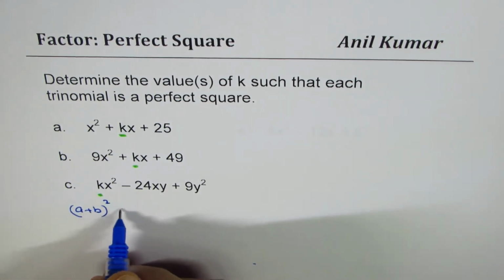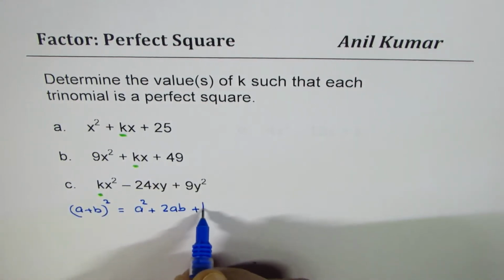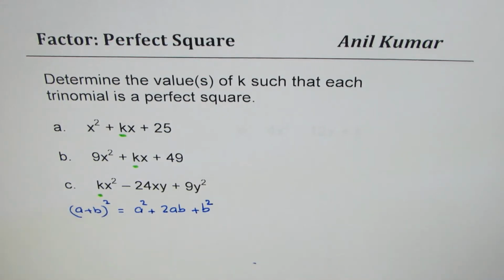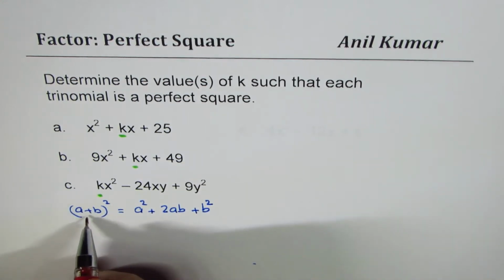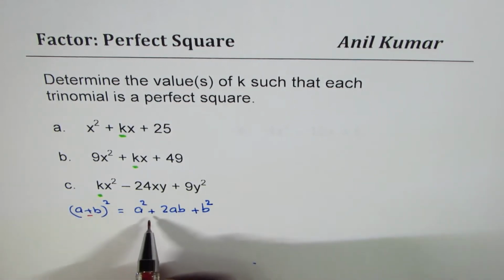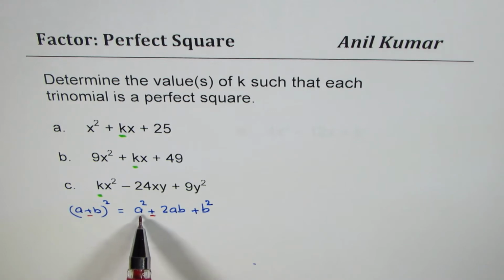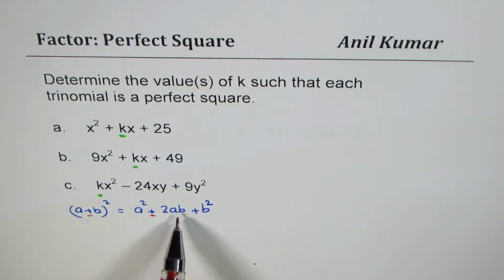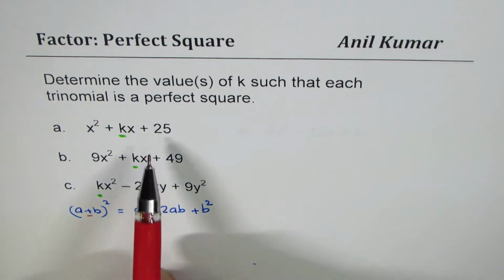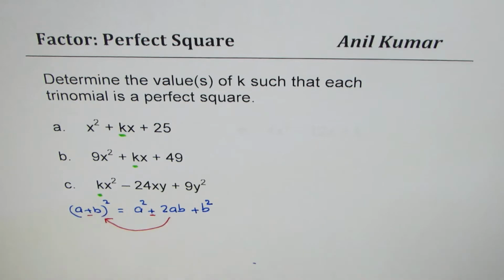A plus b whole square is a square plus 2ab plus b square. Now this is a perfect square. It could be a plus or it could be a minus b. Accordingly, when you expand, you get a square plus or minus 2ab. So if I have a trinomial in the form a square plus or minus 2ab plus b square, then I can always write this in that form, which is the perfect square we are talking about.